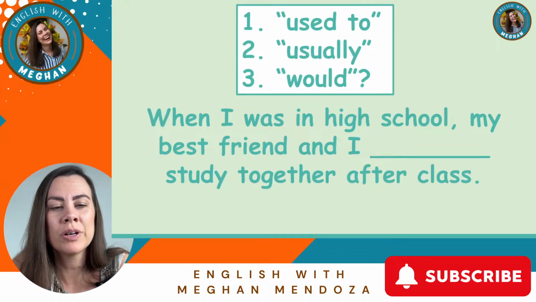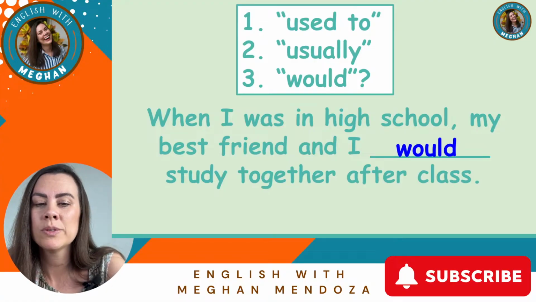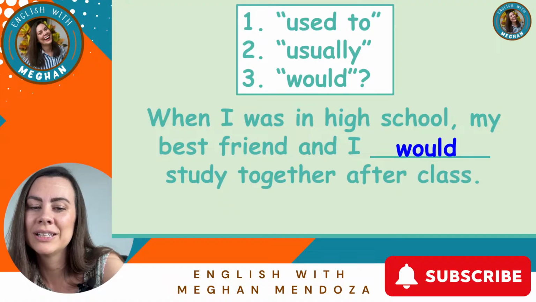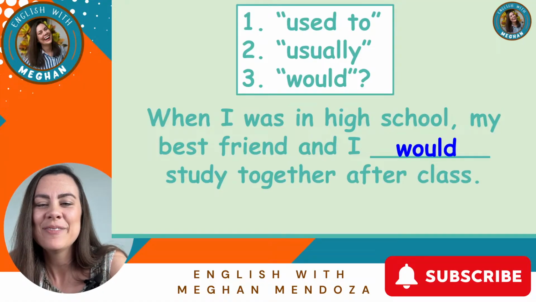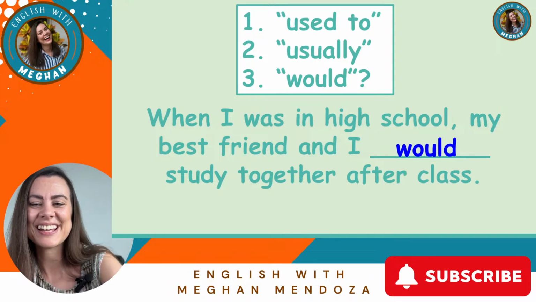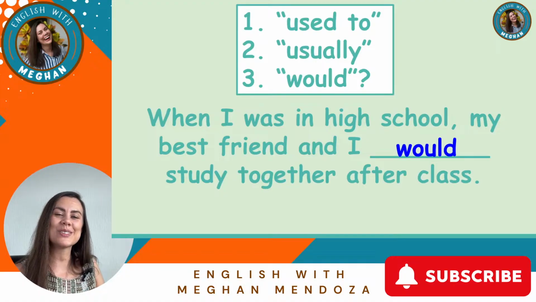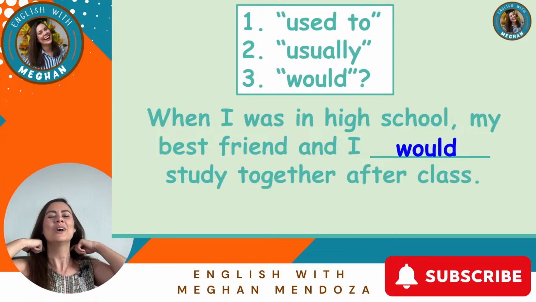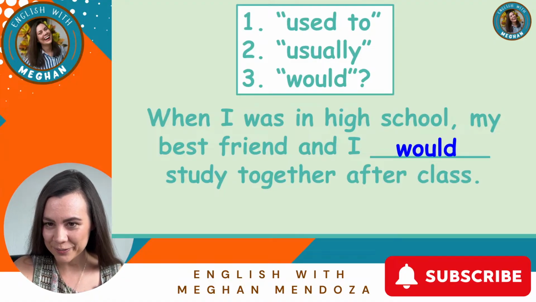And next, right? 1, 2, or 3. Is it used to, usually, or would? When I was in high school, my best friend and I would study together in the class. Okay, I gave you the blanks for this one, and the correct answer, so that means you have to tell me the why. Why is it would?